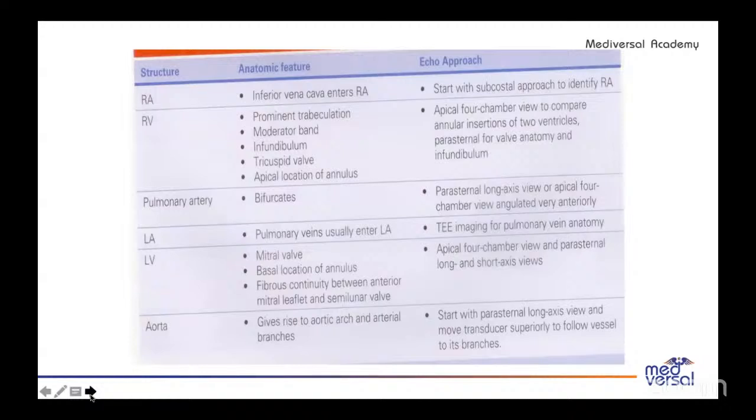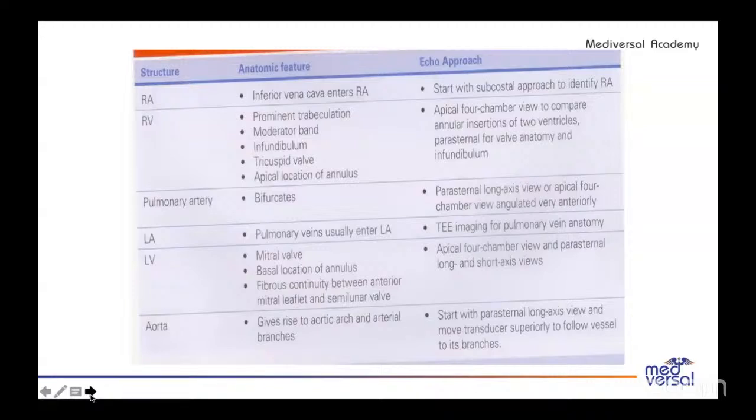So this is what we see. When you see the RA, what do you need to see? In the RA, you have to understand the anatomy. You have to visualize the inferior vena cava entering the RA. Even the SVC sometimes you see. So what echo approach should be used for the RA? Start with the subcostal approach. I told you, that is the subcostal level to define the RA. But you can see the RA in other views also. But subcostal is the best view.